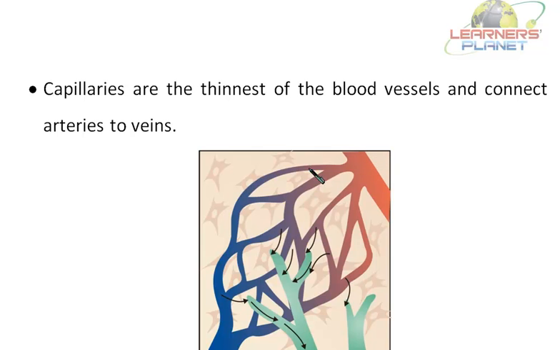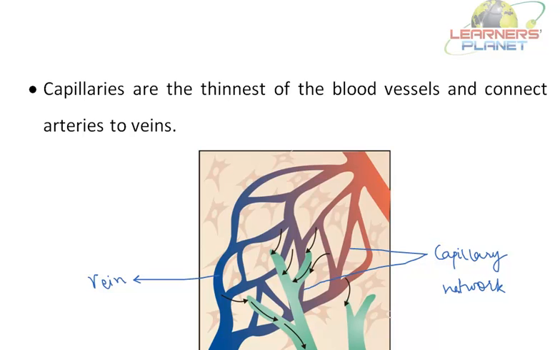So the blue one which you are seeing here, this is the vein, right? And here you can see all these are the capillary network, right? So capillaries are the thinnest of the blood vessels and connect arteries to veins. A capillary network or a capillary bed is essentially a network of tiny vessels that help connect arterioles to venules.